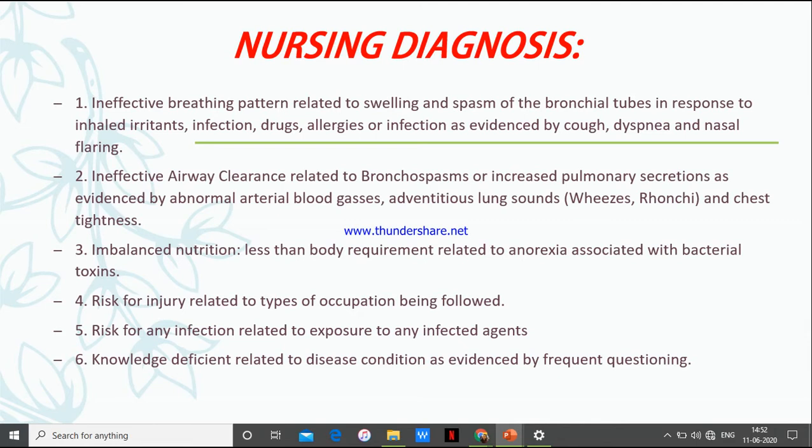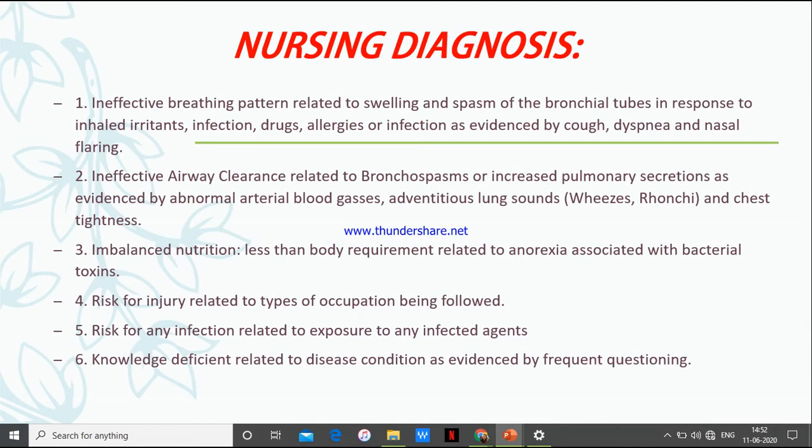So, one of the main signs and symptoms of occupational health diseases is that patients are having dyspnea, or they're having difficulty in breathing, or they're having excessive coughing and nasal flaring. So this nursing diagnosis is applicable for such signs and symptoms.